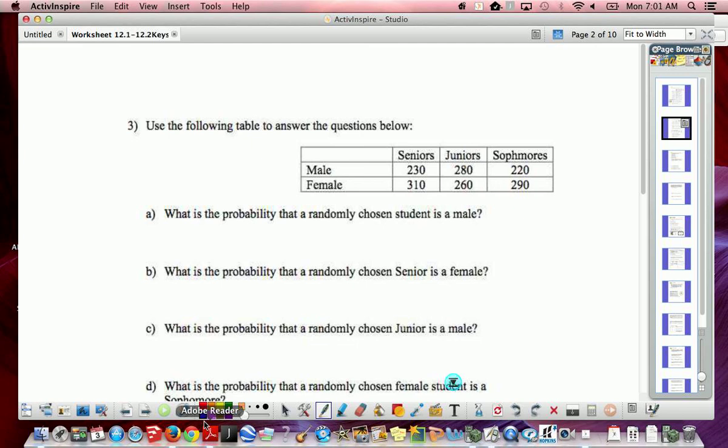So again, let's do the subtotals of each of the groupings because that's going to help us with these questions. So if I take a look here, if I add up my seniors here, I believe I have a total of 540.